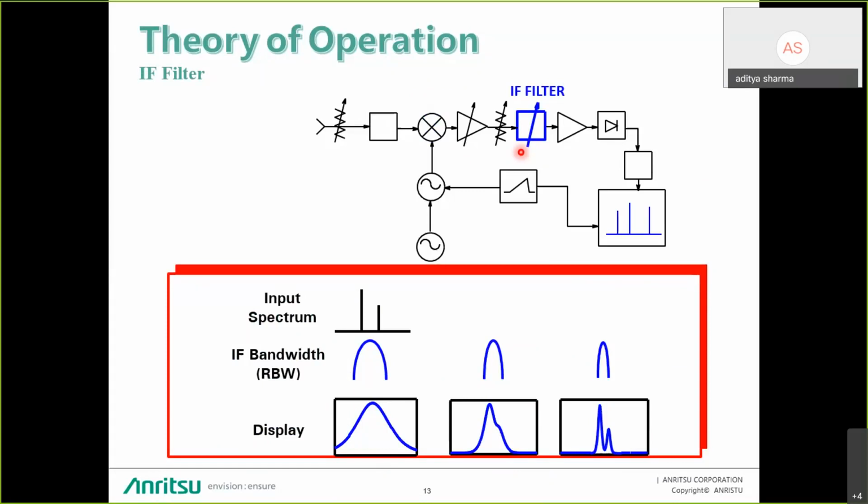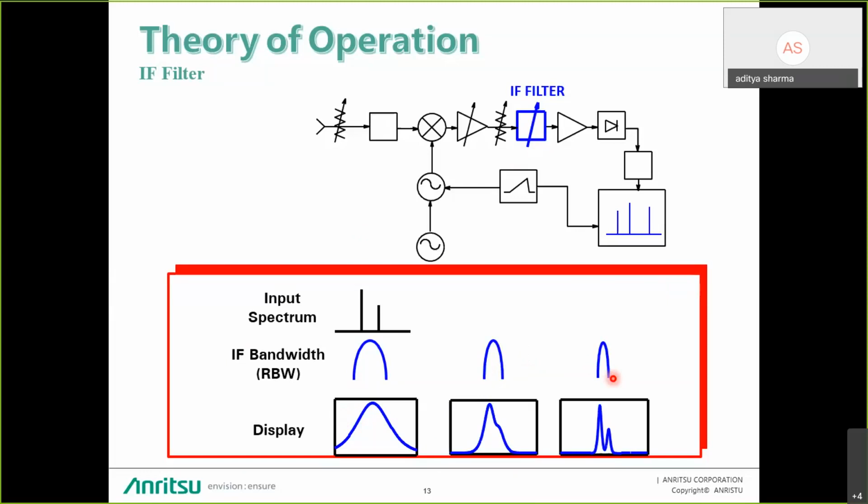So what it does is, when there are signals which are very close together, if the RBW is big enough to accommodate both, it will show you a single signal, one signal. However, if we reduce the RBW, it will try to resolve all those signals, and it will increase the accuracy and sensitivity of the instrument when we reduce the RBW.